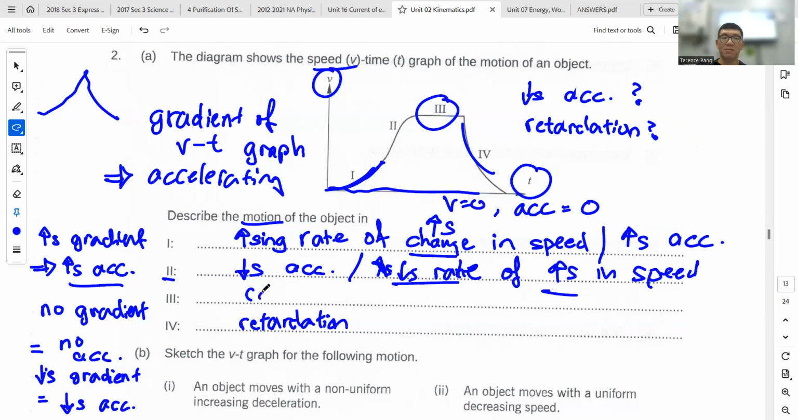The third one, quite straightforward, will be constant speed. Can I put no change in speed? I would say uniform speed is better. Usually the keywords I'm using are constant or uniform. So I put moving at uniform speed. Yeah, moving at uniform speed is fine. No acceleration.